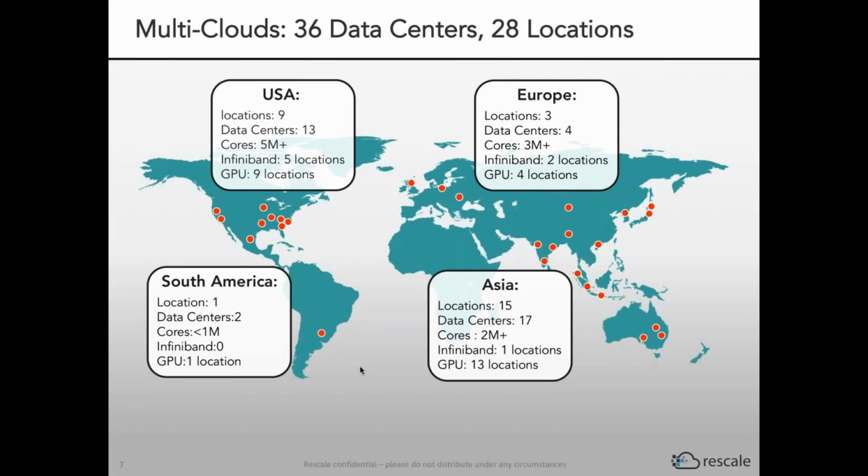So as I mentioned, we have about 36 data centers in 28 locations with different types of hardware in different locations. It means that if you are a large company and you have several teams across the globe, then different teams can choose to use different data centers next to their locations.